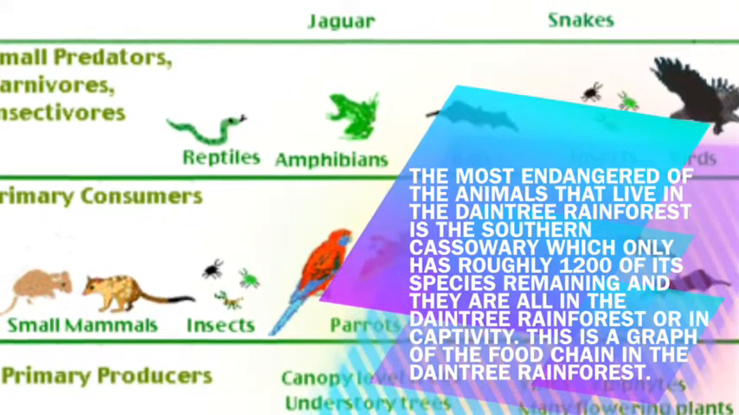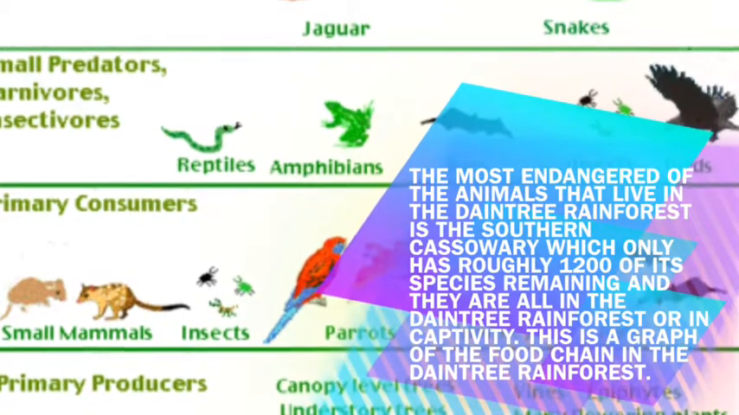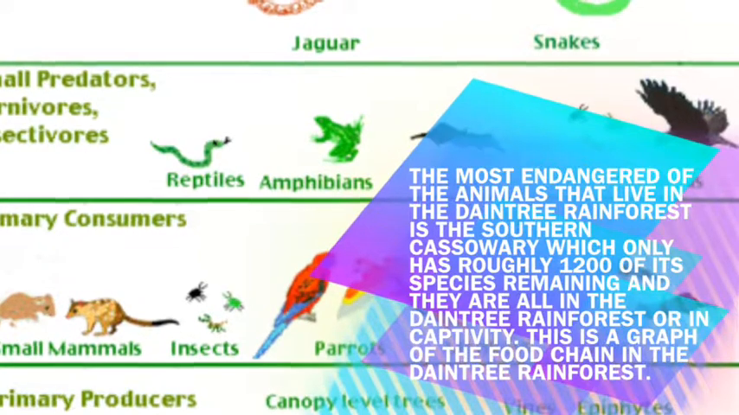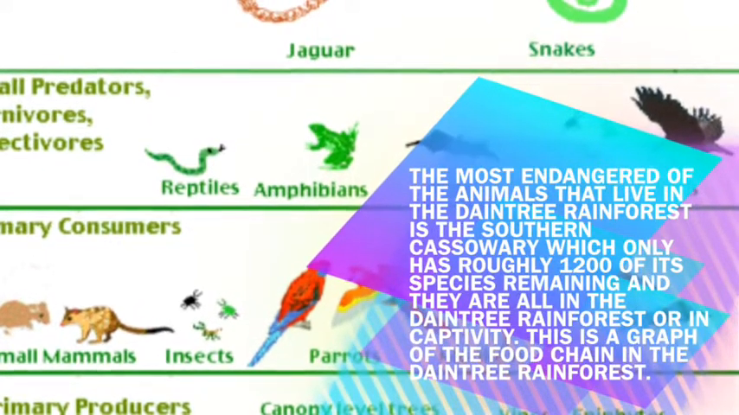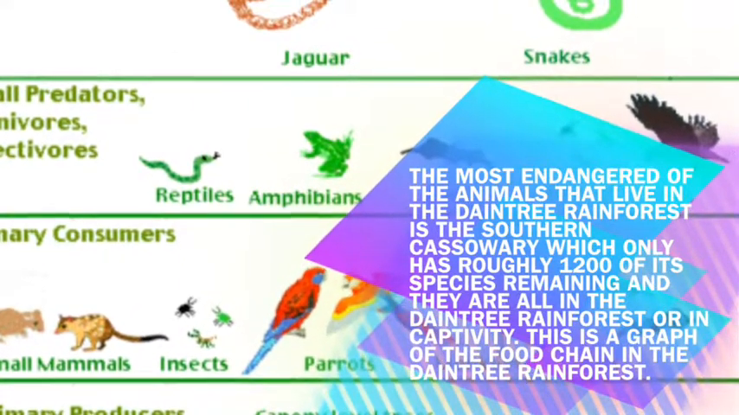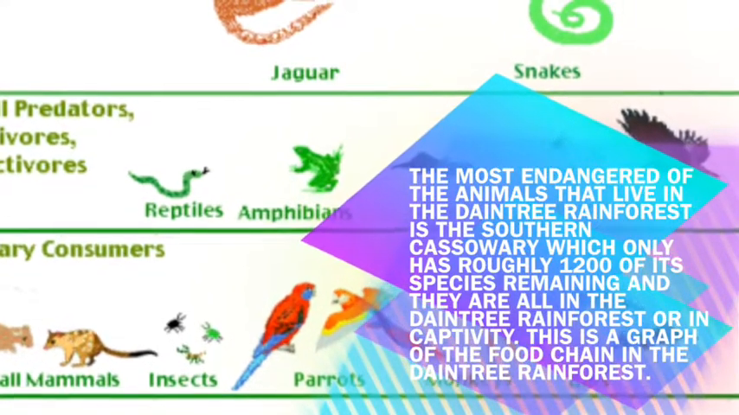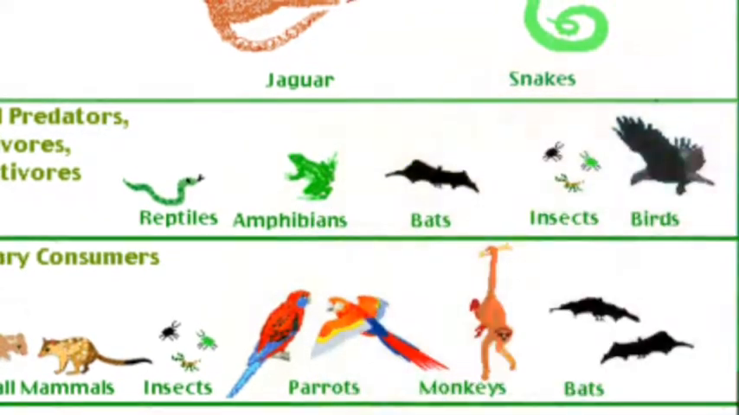The most endangered of the animals that live in the Daintree Rainforest is the southern cassowary, which only has roughly 1,200 of its species remaining, and they are all in the Daintree Rainforest or in captivity.